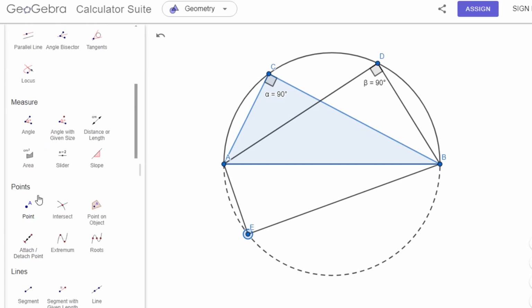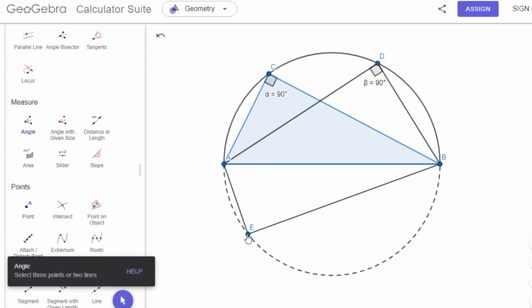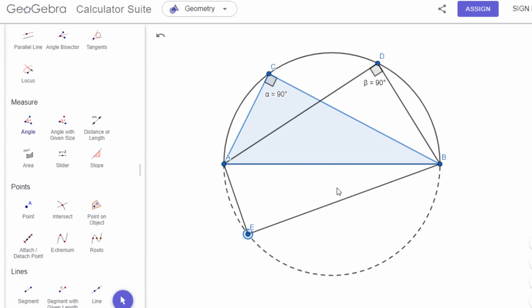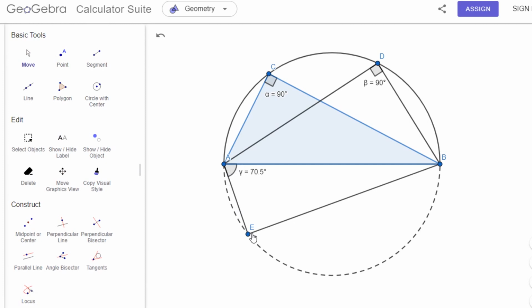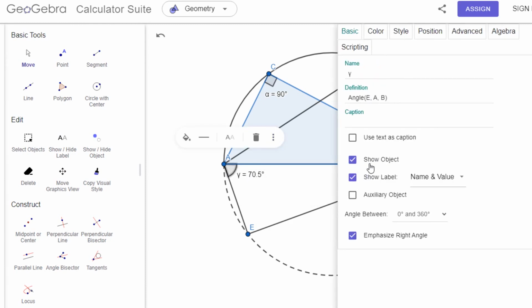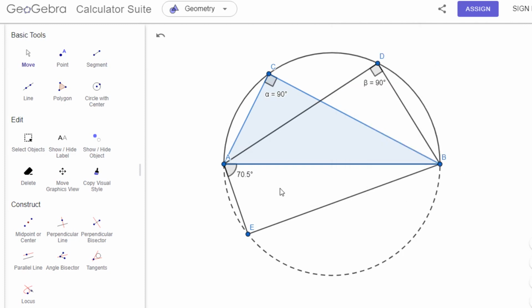Okay, so now in the exam, this is what happens. I'm going to show you a very, very common scenario. Let us measure this angle right here. As you can see, this is angle EAB, and it is 70 degrees. Let me just get rid of that name because it will confuse us. I don't want to show the name, just the value, like so. As you can see, this is 70.5 degrees.